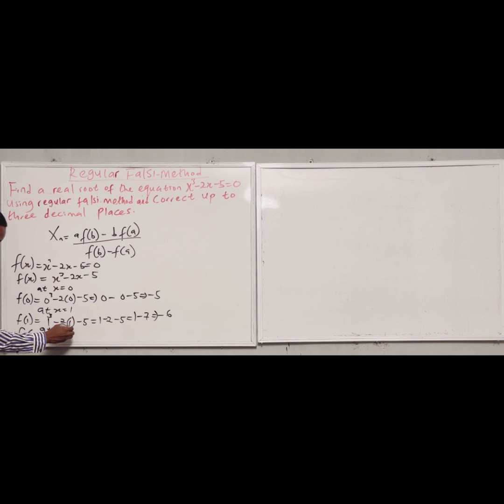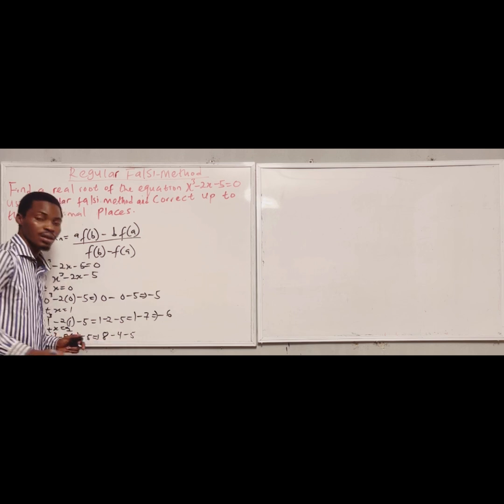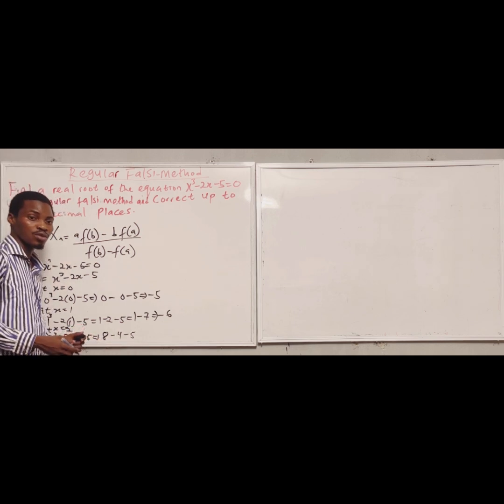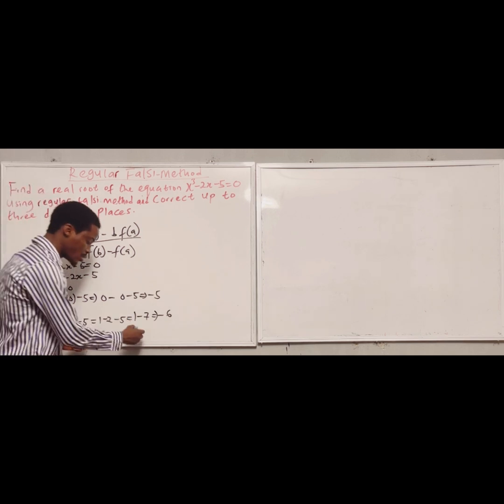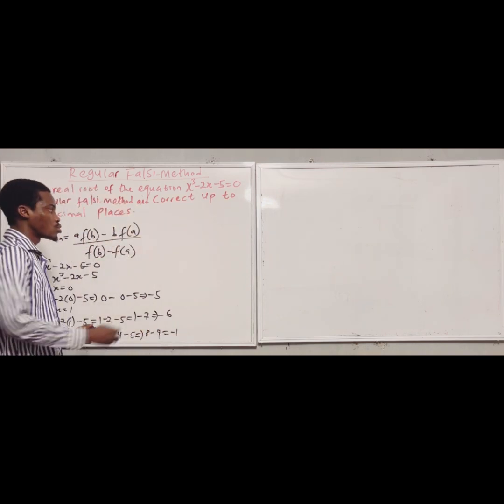So I'm going to have f of 2 is equal to 2 to the power of 3 minus 2 into 2 to the power of 2 minus 5. So 2 to the power of 3 is what? 8. 8 minus 4 minus 5. Minus 4 minus 5 is minus 9. So I'm going to have 8 minus 9, which is minus 1.